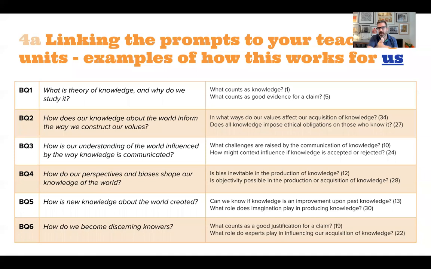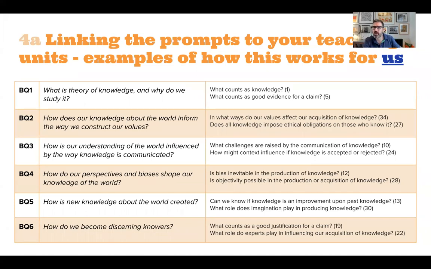Okay, so we begin with big question 1. We're close to IA prompt 1 and 5. What counts as knowledge? What counts as good evidence for a claim? Values play a very big role in the TOK course now. If you're familiar with the old syllabus, we don't look at ethics as an area of knowledge anymore. We look at values throughout the course. So in what ways do our values affect our acquisition of knowledge?